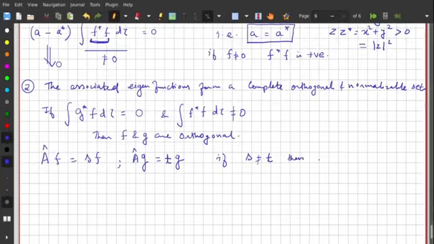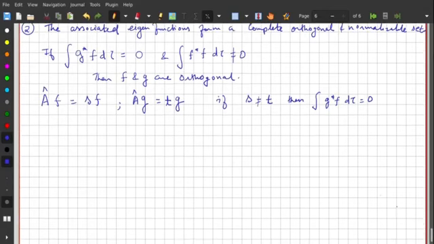what we need to show is the integral g star f d tau has to be equal to 0. Okay, so that is the orthogonality condition. And again, the easiest way to do it is just by applying the definition of Hermitian operators. Let's do that.